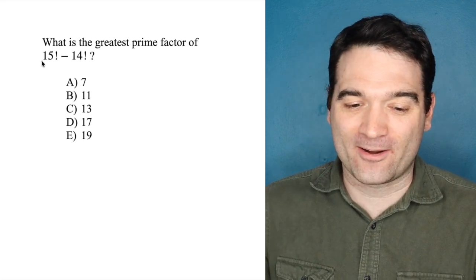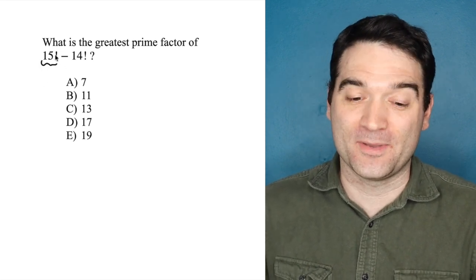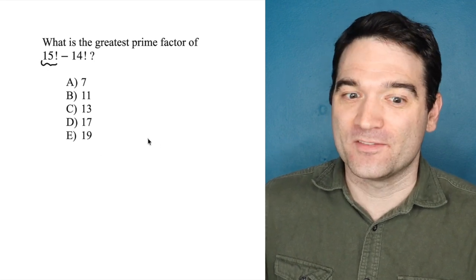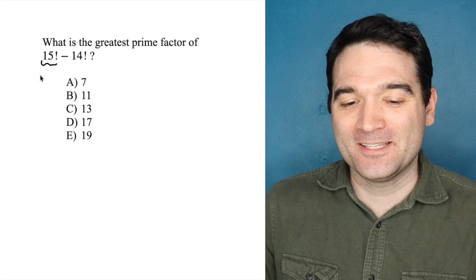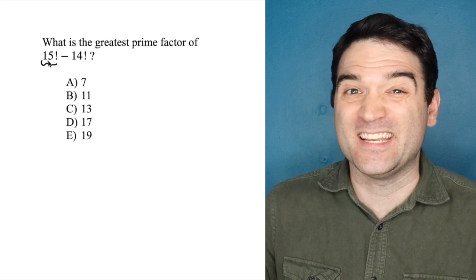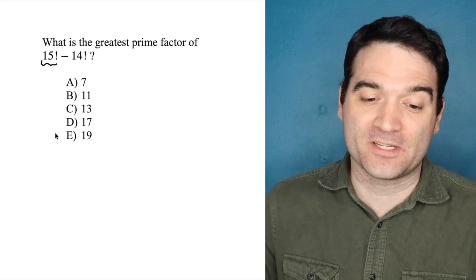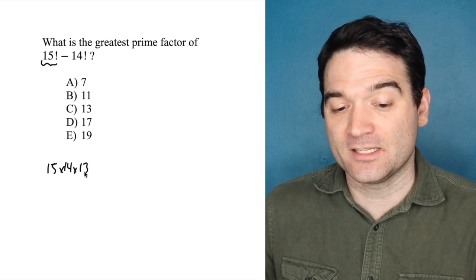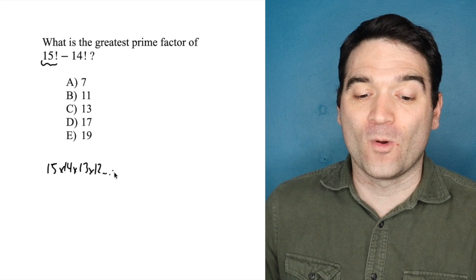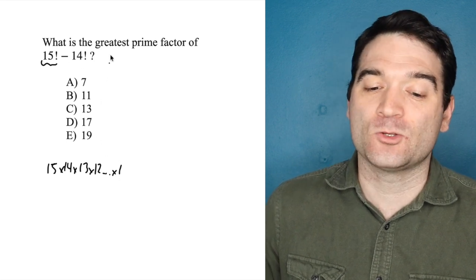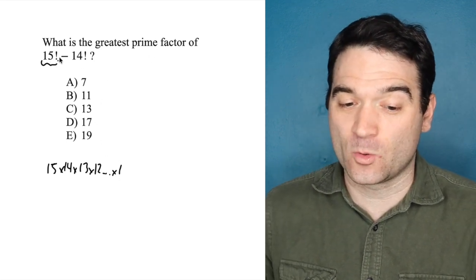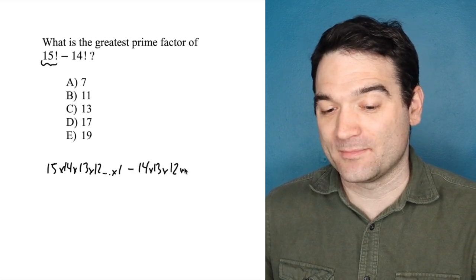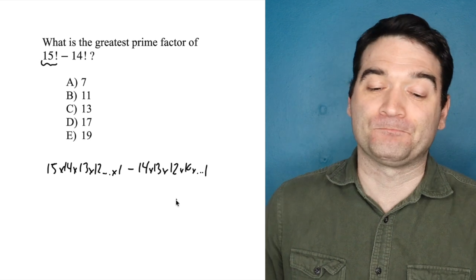All right, first a little bit of background. If you're unfamiliar with this symbol, the exclamation point, here's what it means. 15 factorial isn't just an emphatic way of saying 15. It means multiply every number starting with 15 down to 1, or every integer down to 1. So for example, 15 factorial means 15 times 14 times 13 times 12, all the way down to 1. And so what we're asking is, what is the greatest prime factor of 15 factorial minus 14 times 13 times 12 times 11 all the way down to 1?